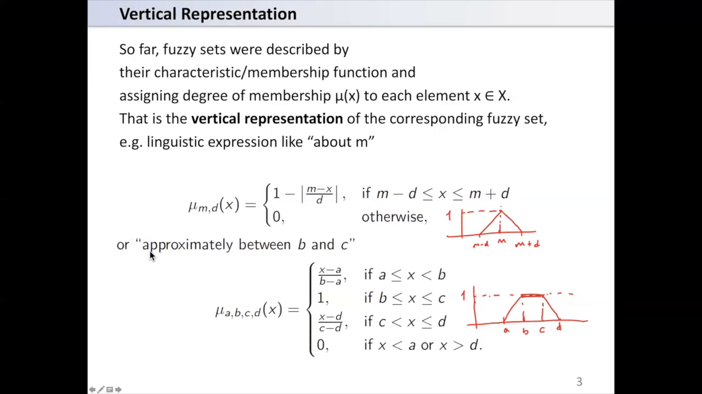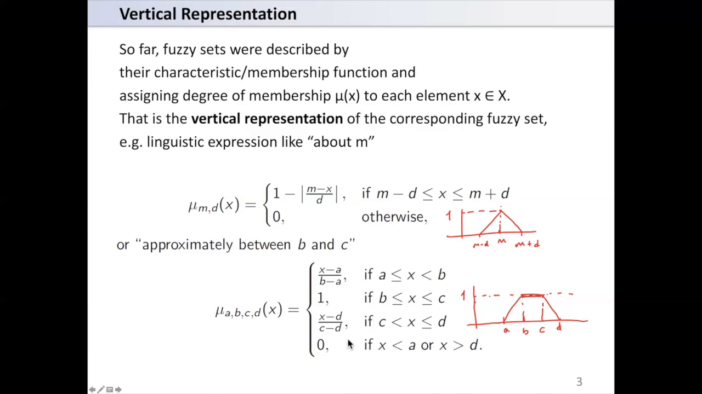Another linguistic expression, for example, approximately between b and c, can be represented by this function. Here we desire the value of the membership to be 1 between b and c, and to decrease to 0 as we get far away from b by decreasing the value of x. Meanwhile, the value of the membership is decreasing from 1 to 0 at point a. And similarly, at point d, the value of the membership is 0, and from c to d, it is decreasing from 1 to 0. Outside of this region, when x is less than a or greater than d, the value of the membership is equal to 0.